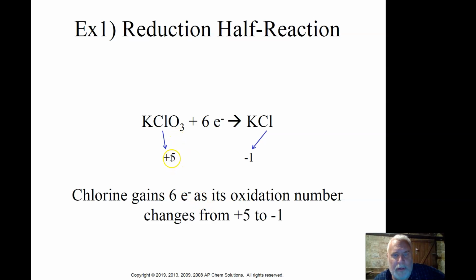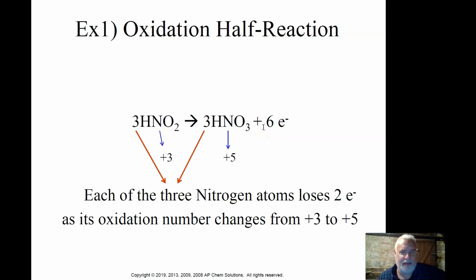How does this go from +5 to -1? Well, it does that by, remember, this is reduction, and it's gaining electrons. And you write that chemically by putting the electrons on the left side of the equation. It gains 6 electrons in order to make that change. The coefficients will come into play when you do this.